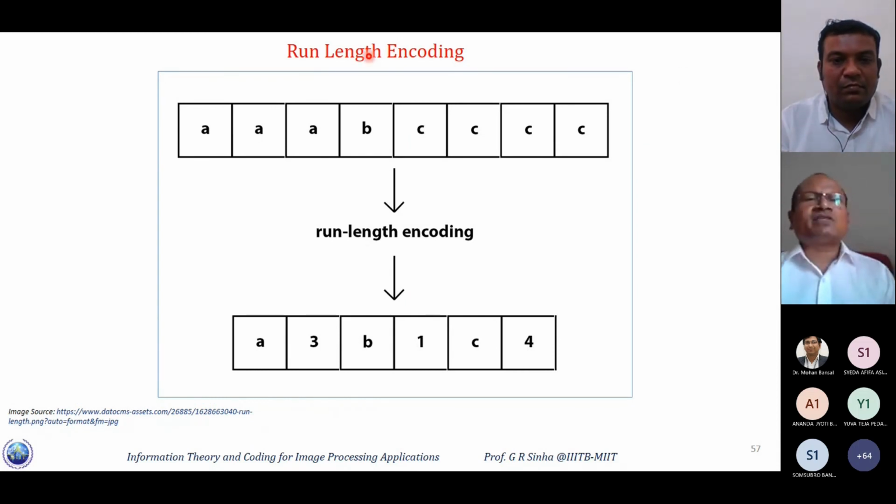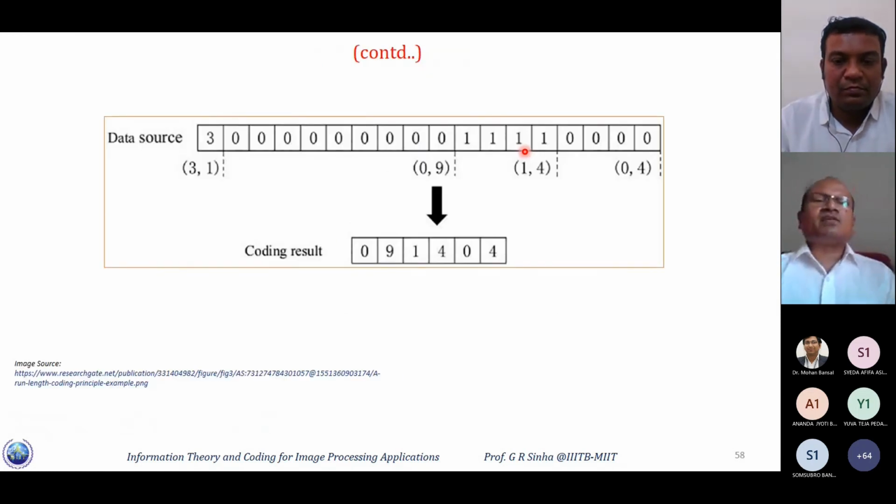Suppose there are 4 pixels or 3 pixels which have the same values, and the pixel value is A, maybe 3 or 9, whatever. So you can represent A3, B1 and C4. This scheme is also used to reduce the redundancy in images. Like this is one example. How many times 3, then how many times 9. So you write 0 and 9. I'm sorry, 0 is for 9 times, 3 is for 1 time. And sometimes you represent in the reverse manner also, 1, 3 or 9, 0.